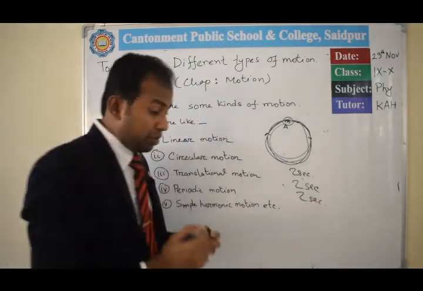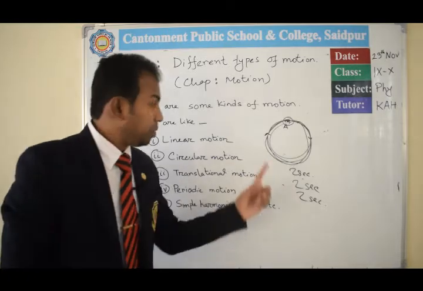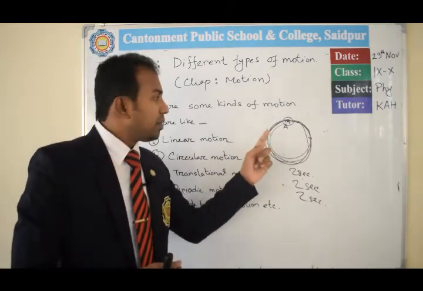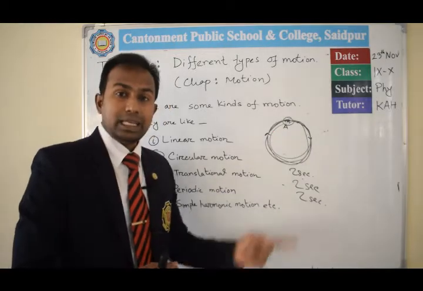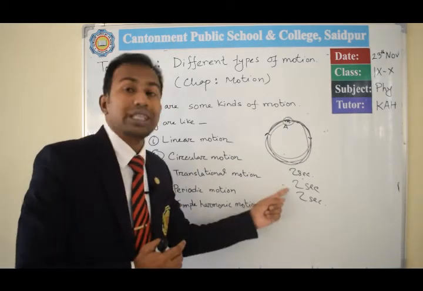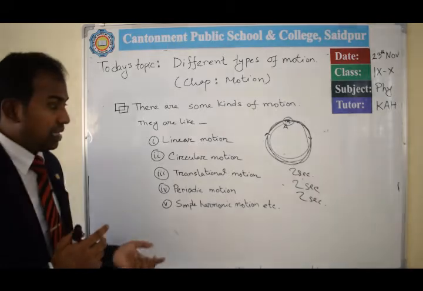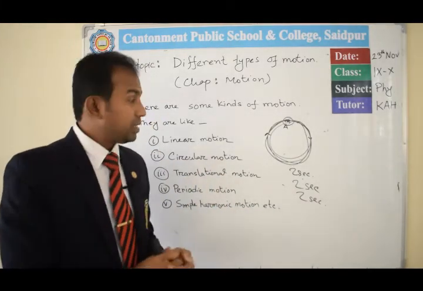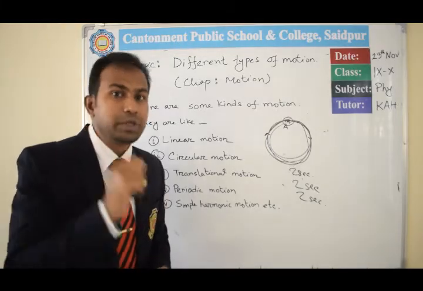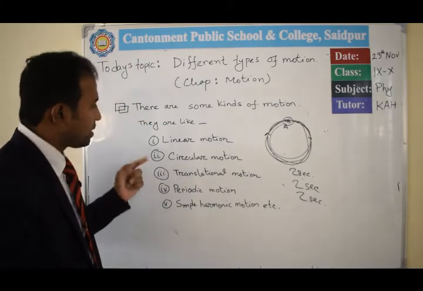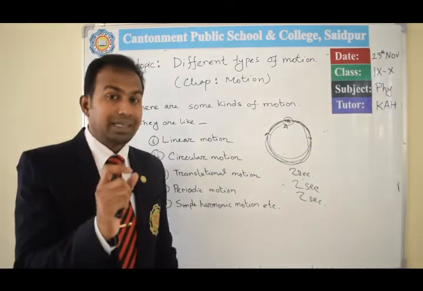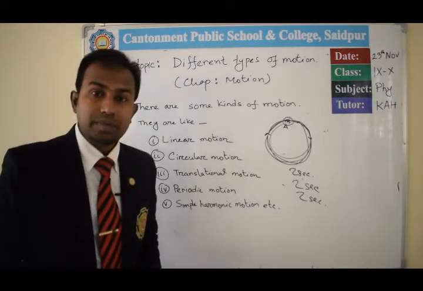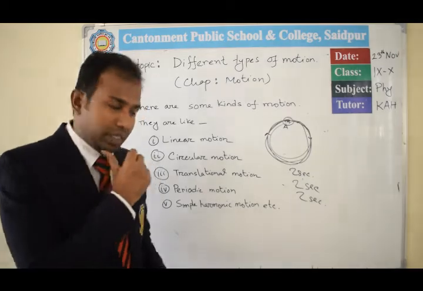So if you look at this, you will find that every single time the object is crossing point A by maintaining 2 seconds. So as it is maintaining the time to cross a certain point, that is a periodic motion. Not all circular motion is periodic, but circular motion can be periodic motion. Understood? This is the periodic motion.